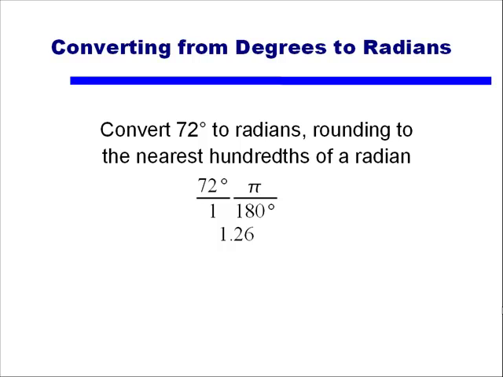Does this make sense? I always like to check to make sure my answer makes sense before going on. If I remember pi is equal to 3.14, and if I remember pi divided by 2, or what we also can call 90 degrees, was equal to 1.57 radians, 2 pi over 5 is smaller than pi over 2, so this is good. 1.26 is a little bit smaller than 1.57, so I think this is a reasonable answer.